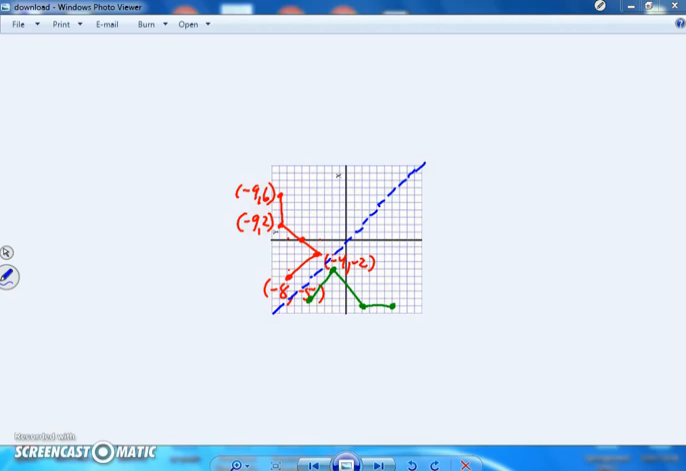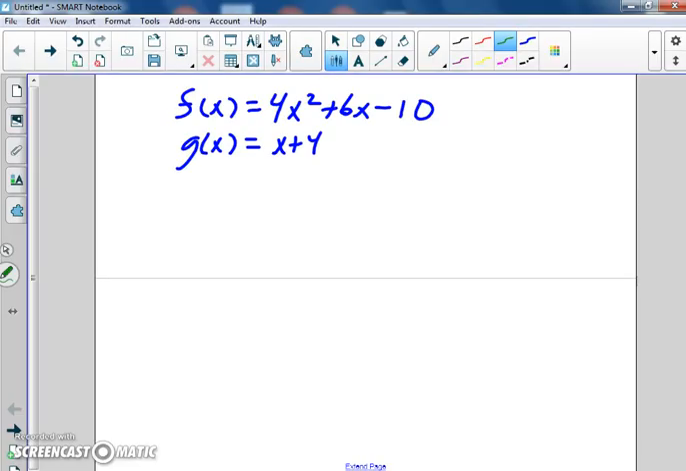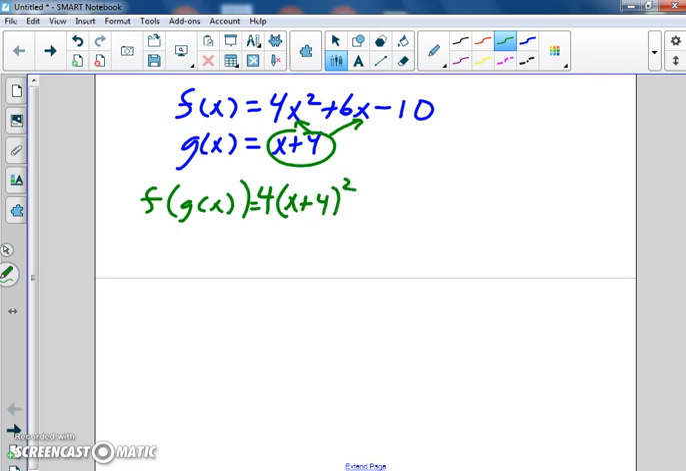Now let's get to the last question. There's f of x, 4x squared plus 6x minus 10. And there's g of x, x plus 4. And you want to find f of g of x. So what you're going to do is take g of x and put it into x for the f. You're going to write down 4 parentheses x plus 4 squared plus 6 parentheses x plus 4 minus 10.